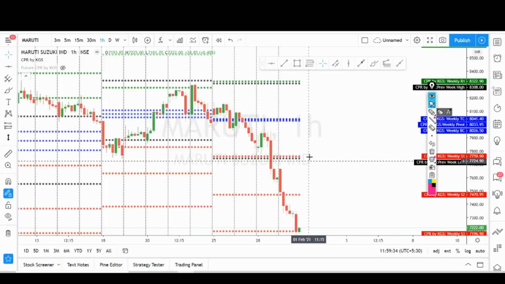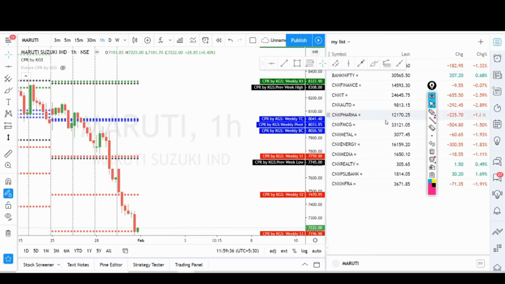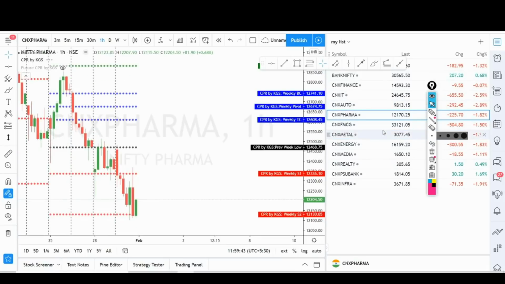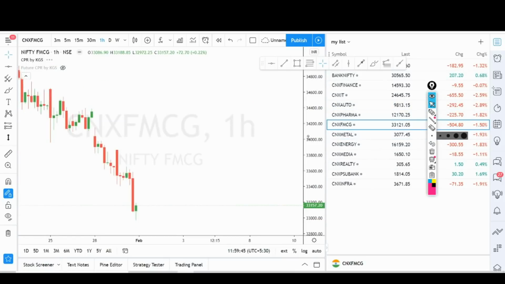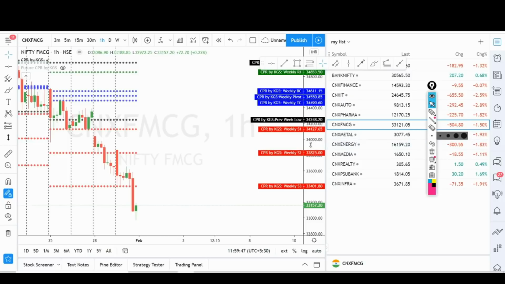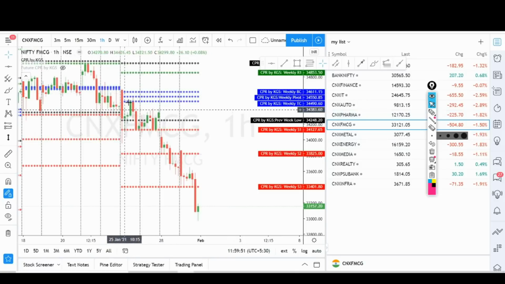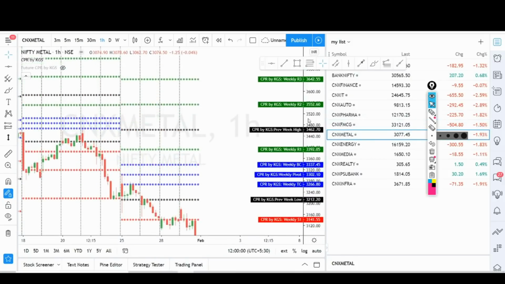Overall, almost all the sectors had a huge fall. All the sectors are on a negative note. If you see the major sectors, even the pharma sector, even the FMCG sector, they were on a negative note. But one common thing which you can notice is all the sectors are staying below the CPR. If the candles are staying below the CPR, be alert, the week is going to be bearish.